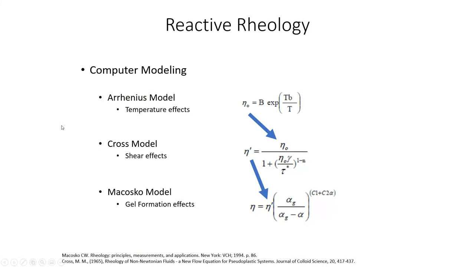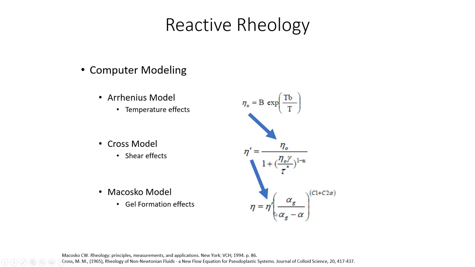Now, how does it actually do that? And what is the math behind it? And that has to do with computer modeling. And again, Arrhenius, Cross, McCosco. The Arrhenius model takes into account temperature effects as viscosity occurs to change with temperature. That creates something called N naught. And then that is used in the Cross model to calculate N prime. That is then used in the McCosco model.